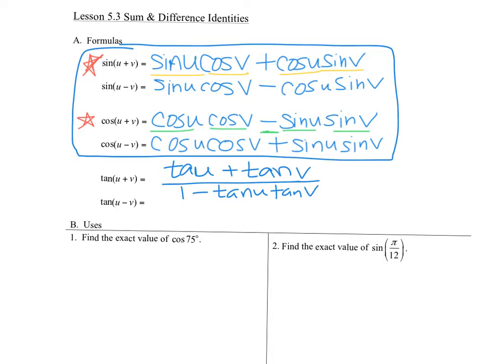And then the tangent of u minus v is exactly the same, just the signs are switched. So it would be tan, ooh, I didn't even write tan right, did I? I wrote tau. That should be tan u. Sorry. Tan u minus tan v over 1 plus tan u tan v. Okay?